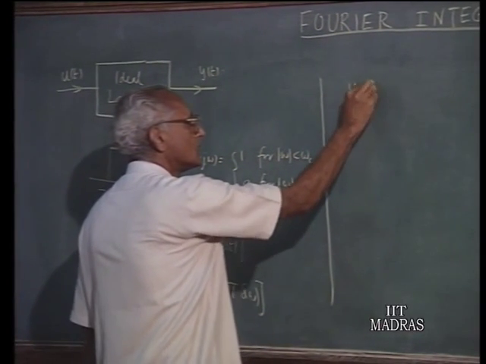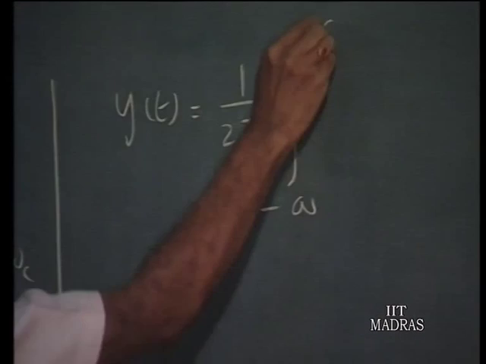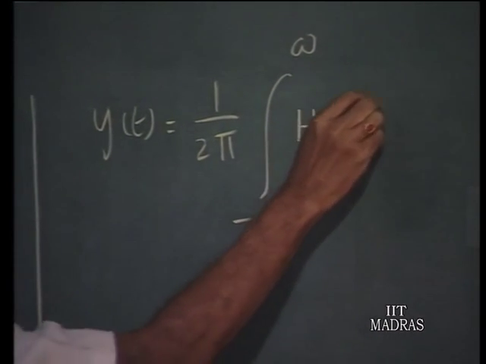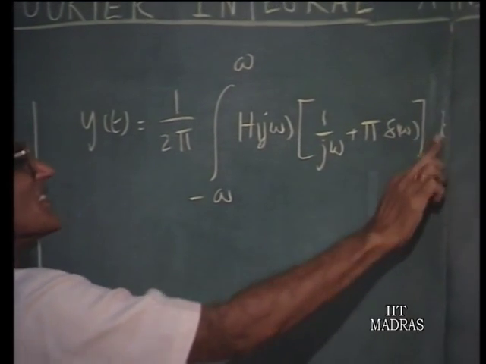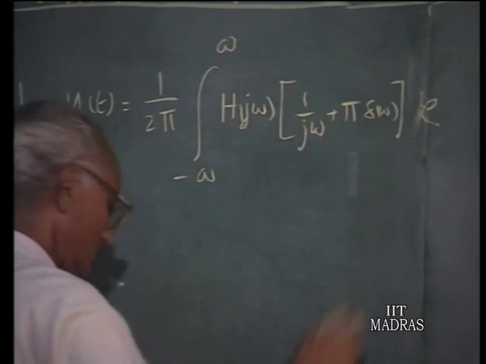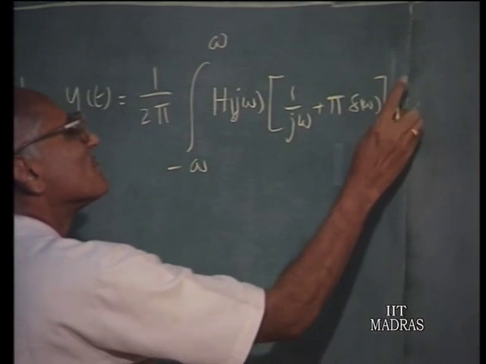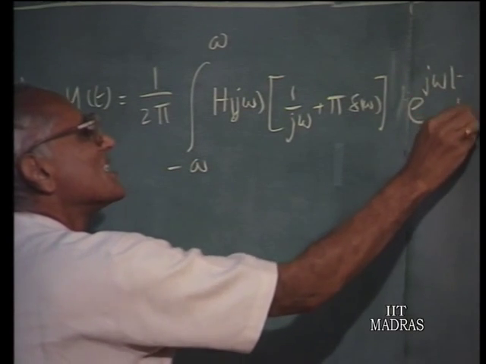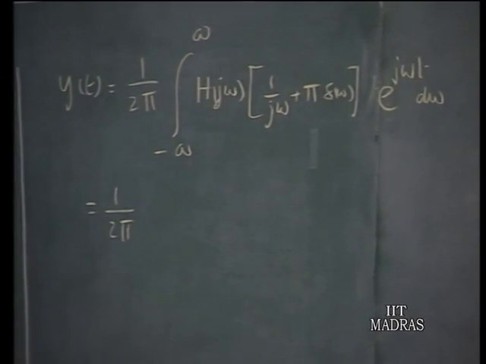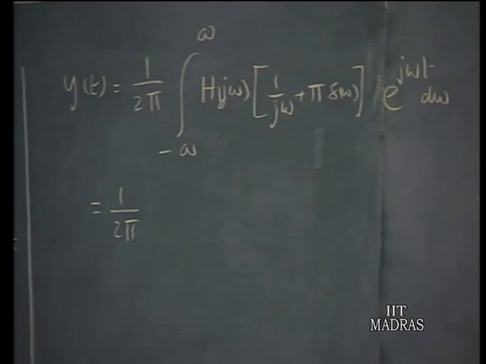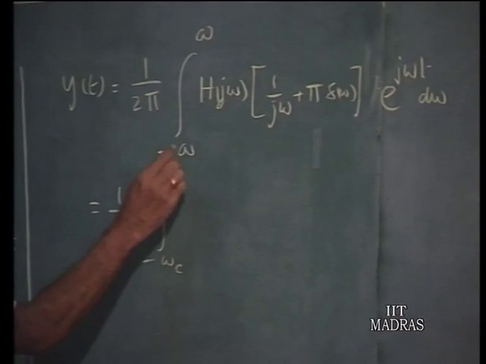So, y(t) is obtained as 1 over 2 pi integral from minus infinity to plus infinity of H(j omega) times [1 over j omega plus pi delta(omega)] e to the power of j omega t d omega. This is the inverse Fourier transform function. Now, we are integrating with respect to omega, and we know that H(j omega) vanishes when omega magnitude exceeds omega c. Therefore, we need to carry out this integration between the limits minus omega c to plus omega c, because outside, the integrand vanishes.